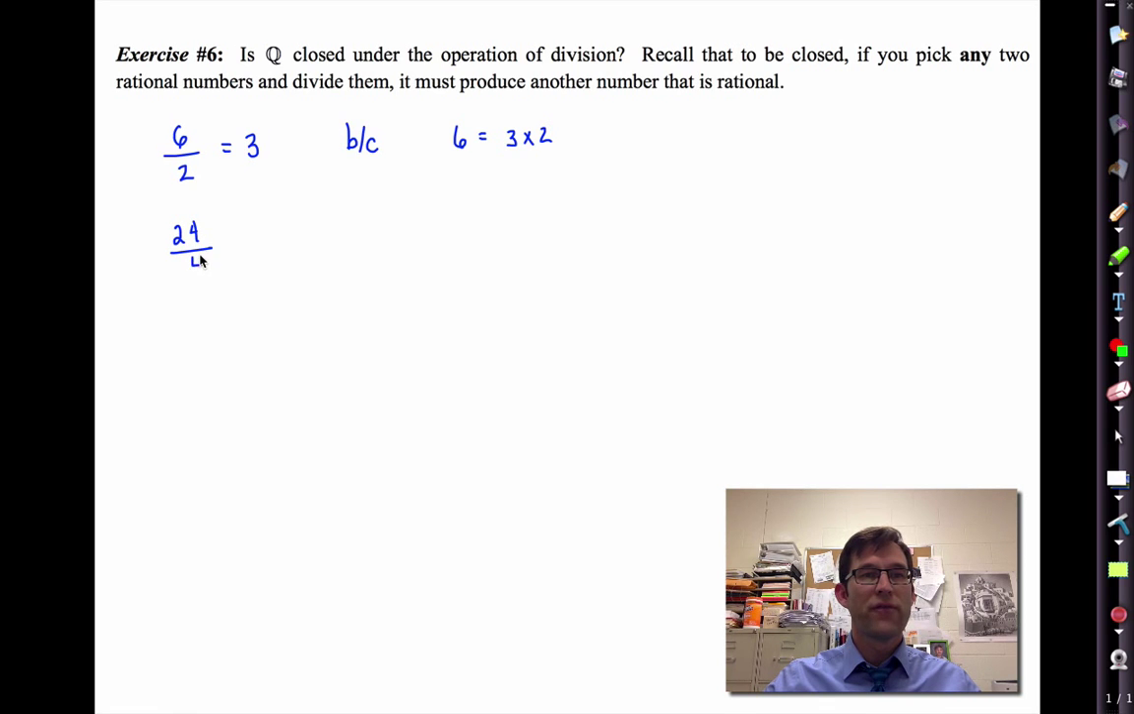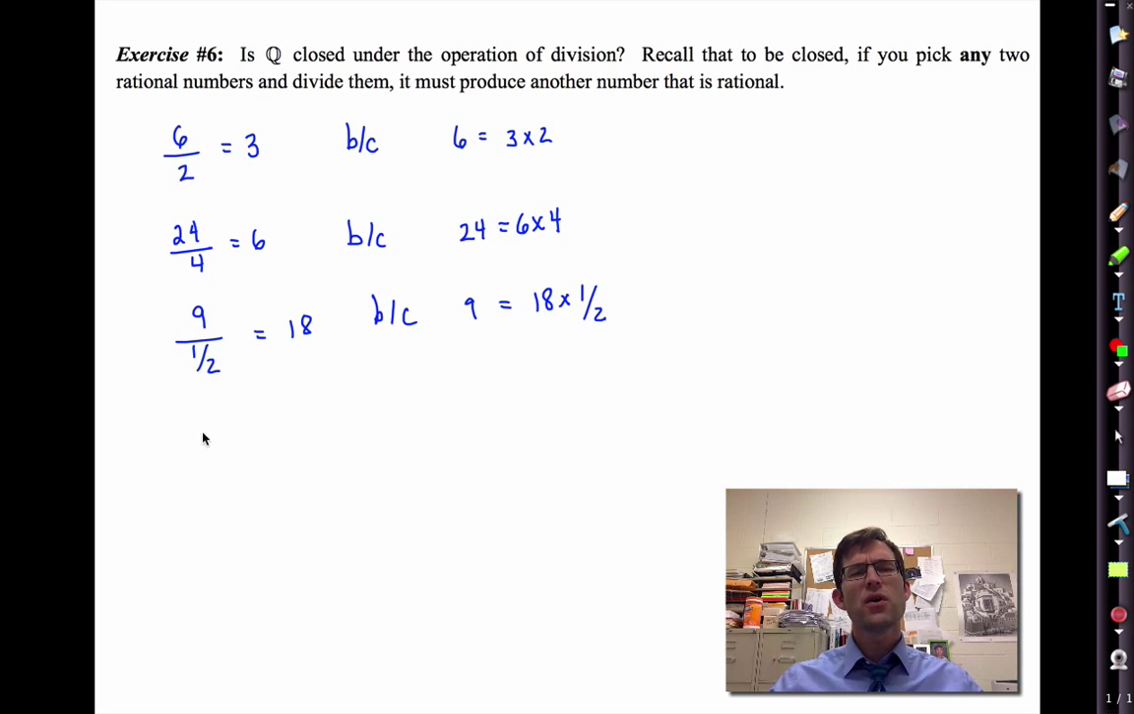24 divided by 4 is equal to 6 because 24 is equal to 6 times 4. Likewise, we can even do something kind of weird, like we can say 9 divided by 1/2 is 18 because 9 is equal to 18 times 1/2. So why is it that we can't do this? Think about this for a moment. Really pause the video and think about this.